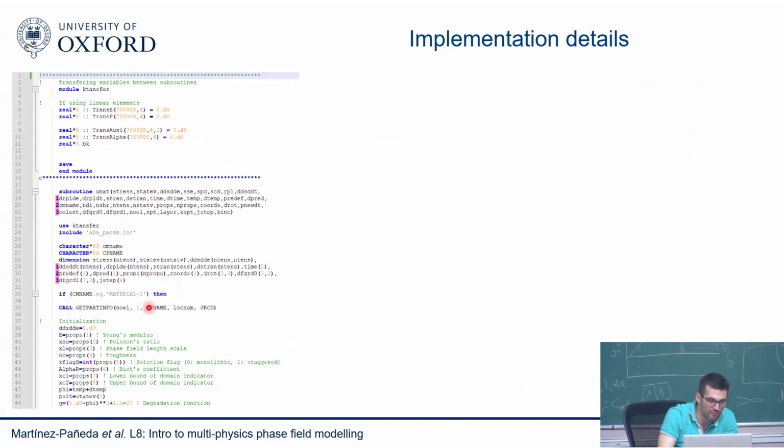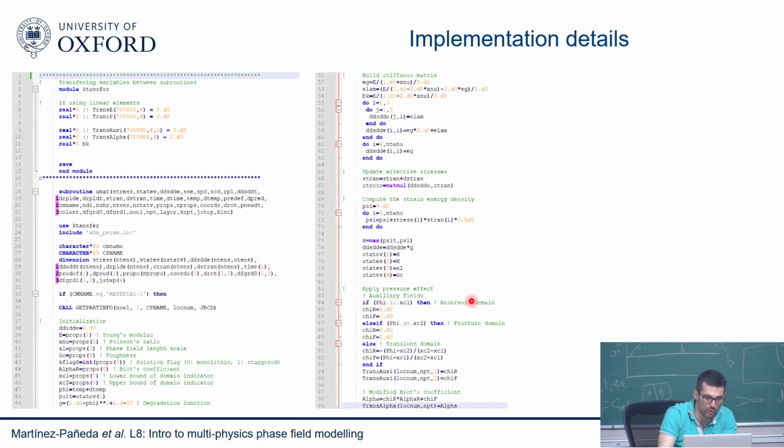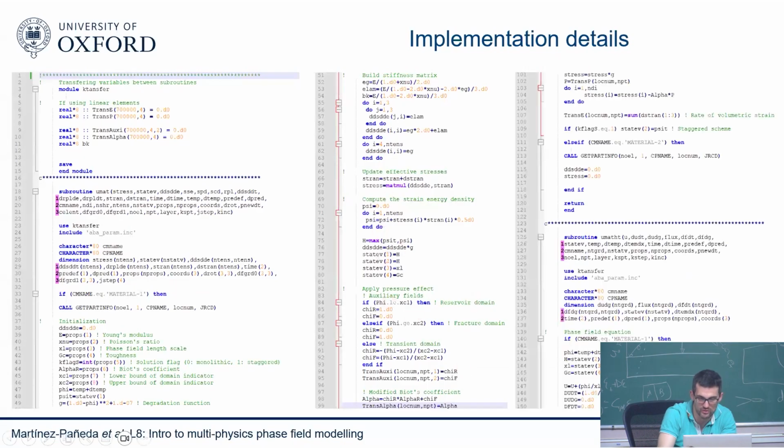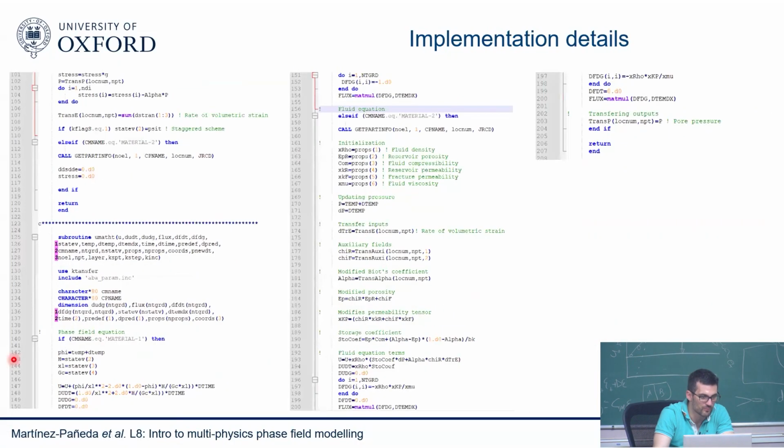You have an if that calls material 1, and you define the usual code, and then you have an if for material 2, which, in the case of the UMAT, is just zeros because you're not solving a mechanical problem. In the case of a UMAT ST, if material 1, it could be phase field fracture. If material 2, in this case, is fluid flow. So you just assign your different variables, and that's all. And you call this routine.